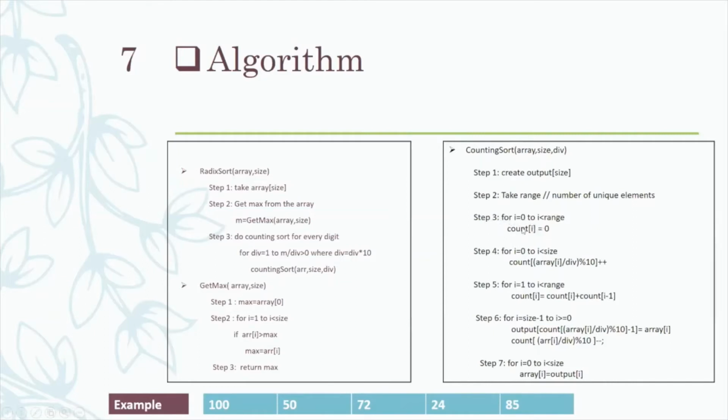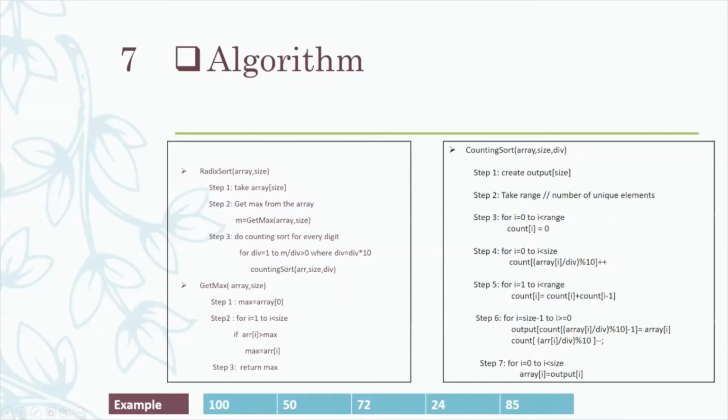In step 3, we have to take a count array and assign 0 for all the values of count. Then step 4, the for loop will go 0 to size. Here count of array[i] divided by div modulo 10 is used mainly for the placement of the buckets.